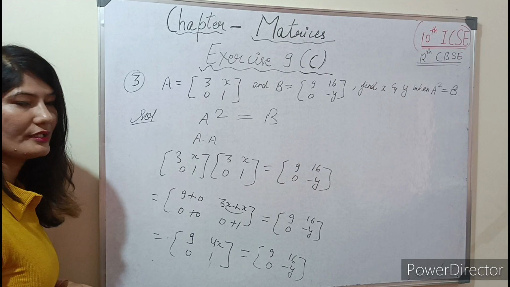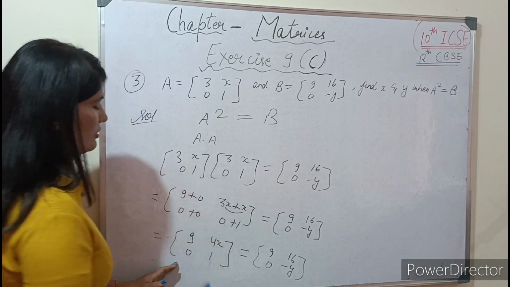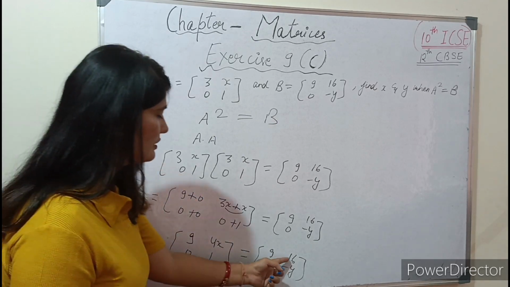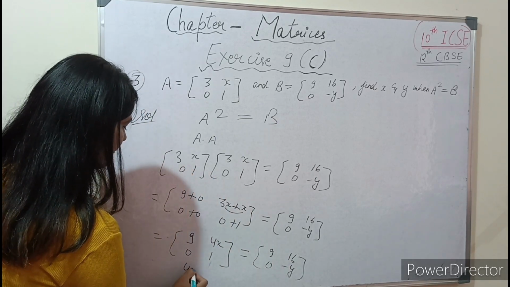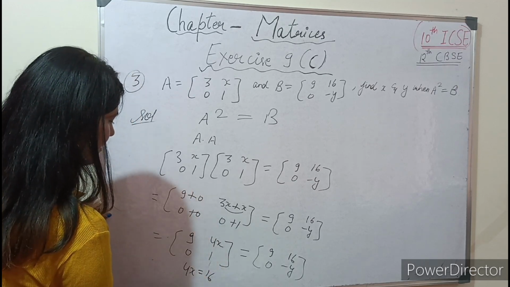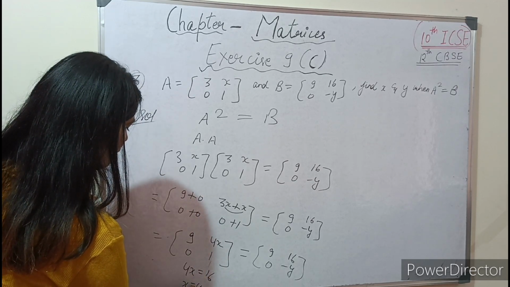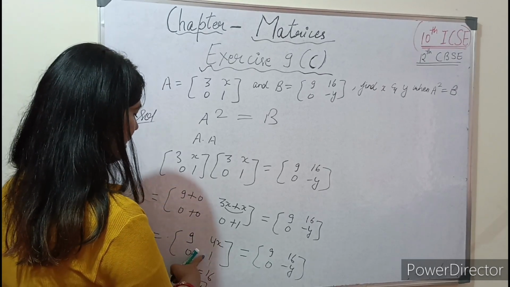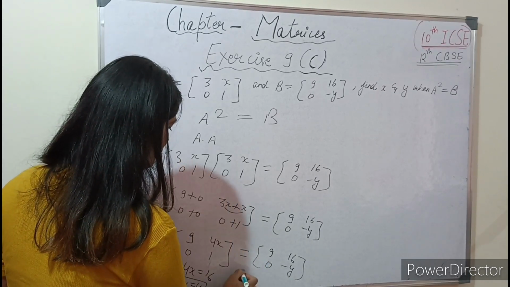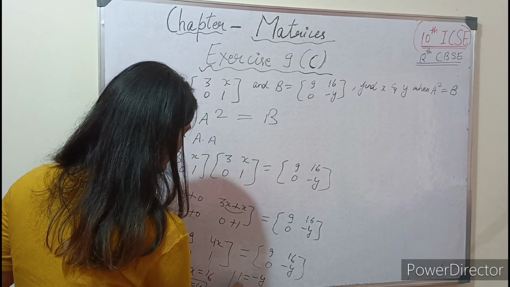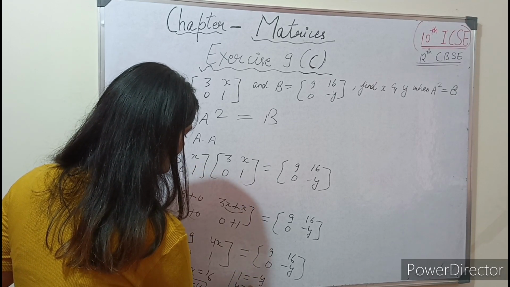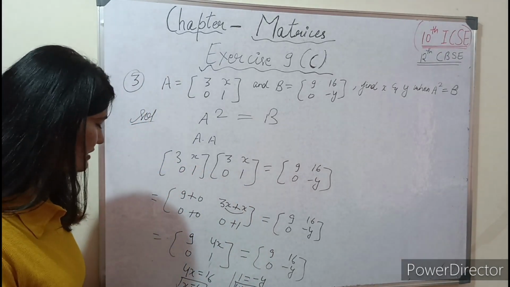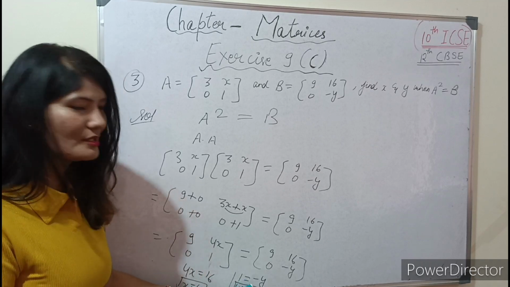Now after this, if you compare both the matrices, you have to just compare the same terms together. You will see this 4x is equal to 16. So we can easily find the value of x now. From this equation, the value of x is 4. In the similar way, if I compare the last term with this last term, here 1 is equal to minus y. So it means the value of y is minus 1. This is your answer. Therefore, the value of x is 4 and the value of y is minus 1.